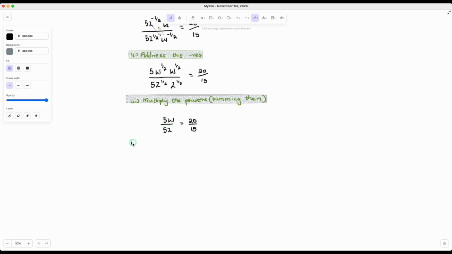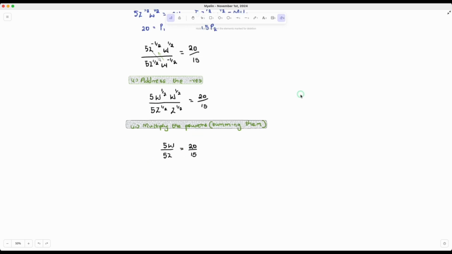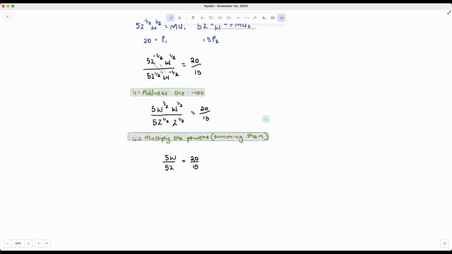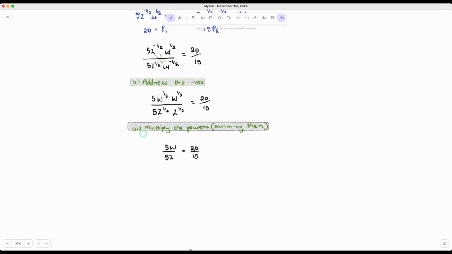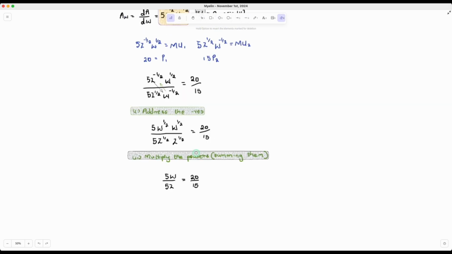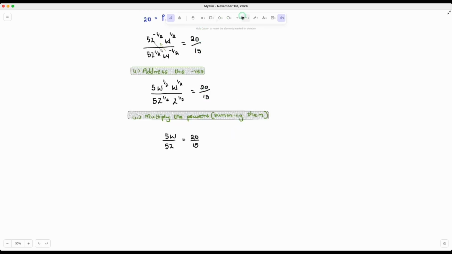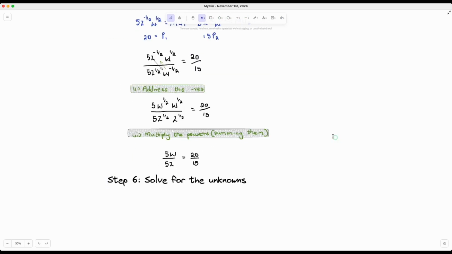So here I'll just state that I'm now solving for the unknowns. I think I should actually promote this to be a step, because it's actually what we're doing now. We're solving for what the question had originally asked us for: determine the number of units of both commodities. By solving for the unknowns, we are essentially solving for the value of W and Z. So that means we can make this a major step. I'll say step 6. So step 6, we're now solving for the unknowns.